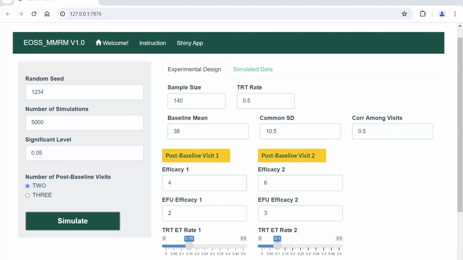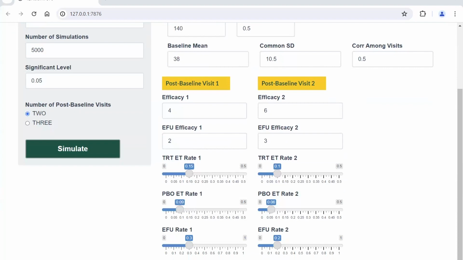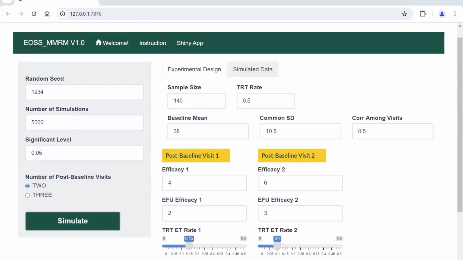For each of the post-baseline visits, efficacy is the expected difference between the treatment and the placebo arms for subjects who have stayed on the study treatment until that visit. EFU efficacy is the expected difference between the treatment and the placebo arms for the ET subjects who have been assessed for efficacy at EFU visits. Specify the ET rate. Click the simulation button to generate trial data and initiate the power calculations. A user can also browse the simulated data for the first simulated trial.